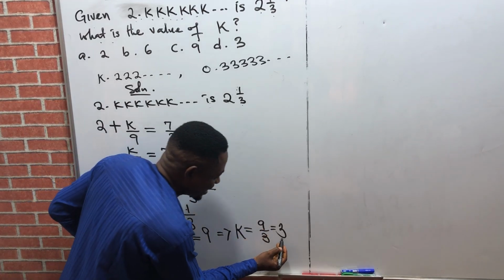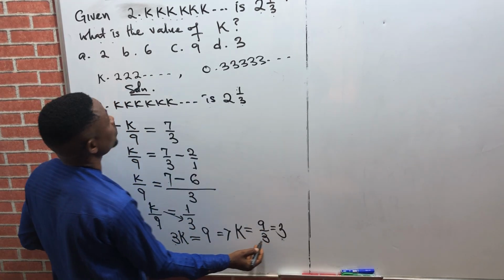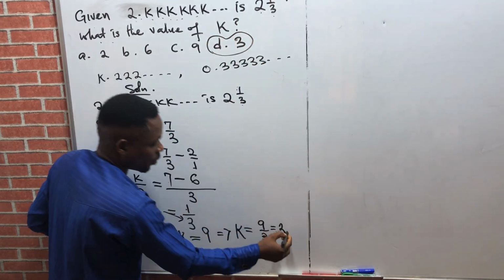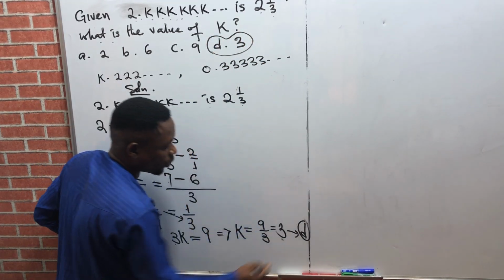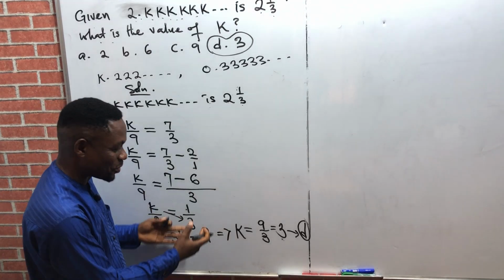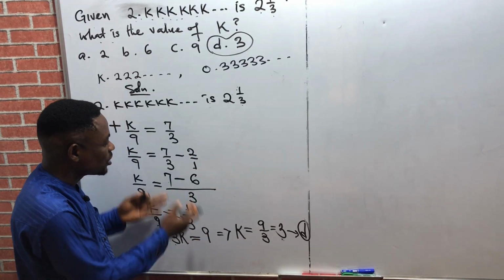The question: is there 3 in the options? Can we observe the options? Yes, there is 3. So the correct option is option D. And that is what we call the shortcut method. Are you there? Now, if that has been done, some of you may be wondering how we manipulate it and the answer appears.